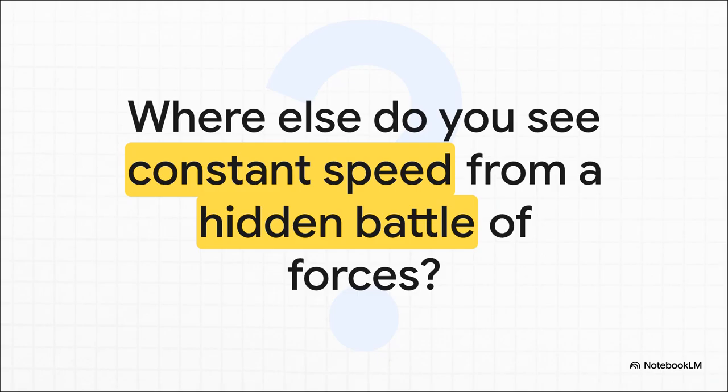So we've really come full circle, haven't we? We started with this idea of a skydiver, and we found out that a constant speed doesn't mean there are no forces. A lot of the time, it actually means there's a perfect hidden battle going on between a force pushing forward and a force pushing back. So my final question for you is this. Now that you know what to look for, where else in your daily life do you see this invisible tug of war that results in a perfectly steady speed?